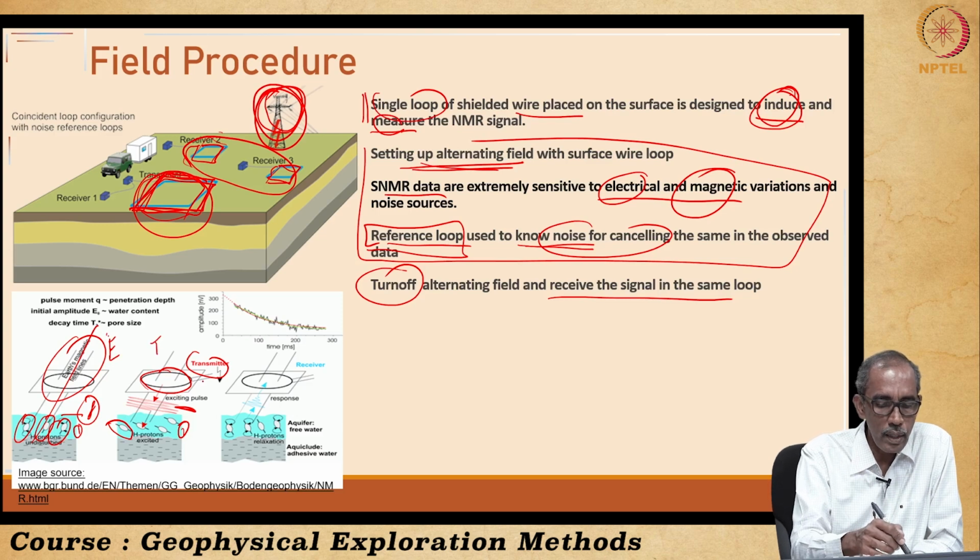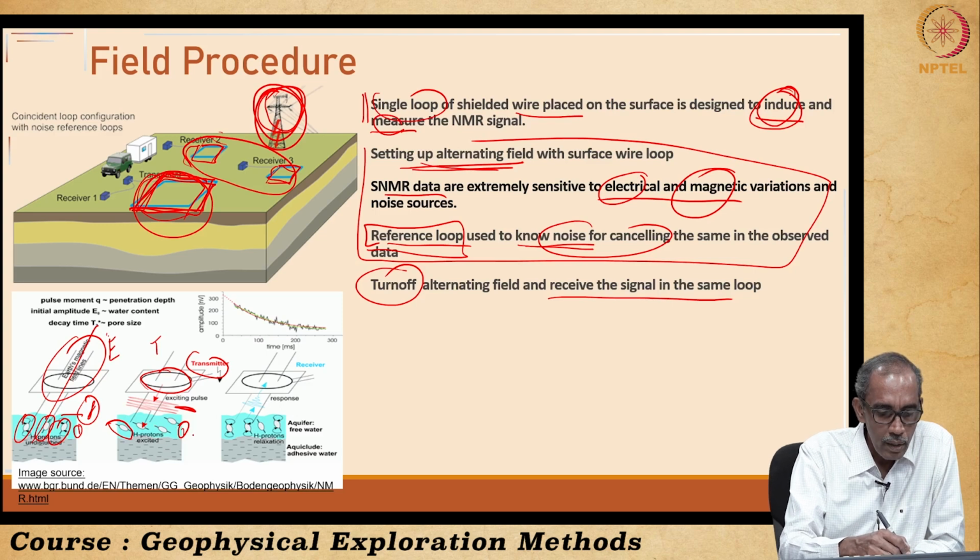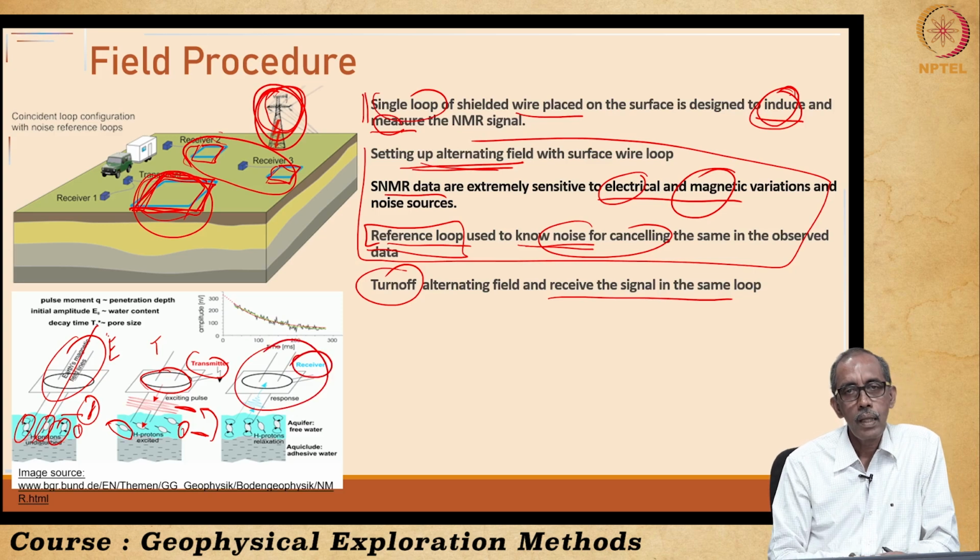Now, we switch off the transmission, and as soon as we switch off, these protons which were aligned like this turn back to the original position, as you can see here, right. So, this spinning causes some signals which are received by the receiver of the nuclear magnetic resonance. So, this is how we carry out the work in the field.